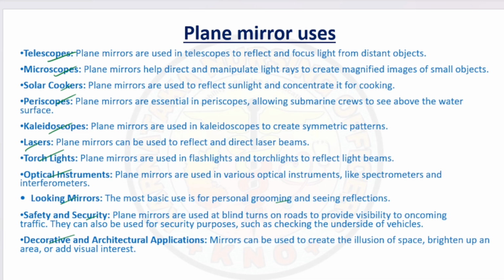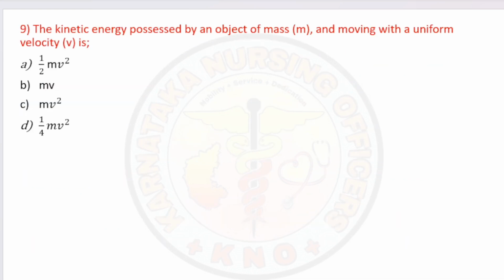So now let's move on to the next question, that is, the kinetic energy possessed by an object of mass m and moving with a uniform velocity is. Here the question is asked about the formula to calculate kinetic energy, and the options are: option A half mv square, option B mv, option C mv square, and option D 1 by 4 mv square. So note kinetic energy. What is kinetic energy? It is the energy possessed by an object by virtue of its motion.